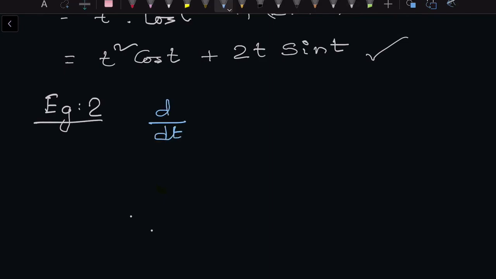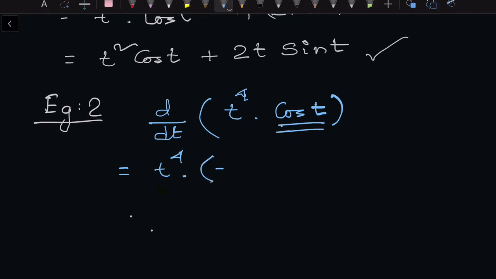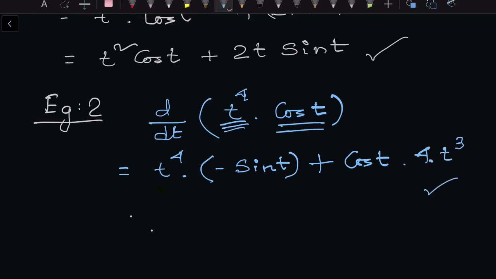See this to confirm your confidence. t to the power 4 into cos t, again algebraic and trigonometric. t to the power 4 unchanged, cos t minus sin t, plus now cos t unchanged, t to the power 4 is differentiated as 4t to the power 3.